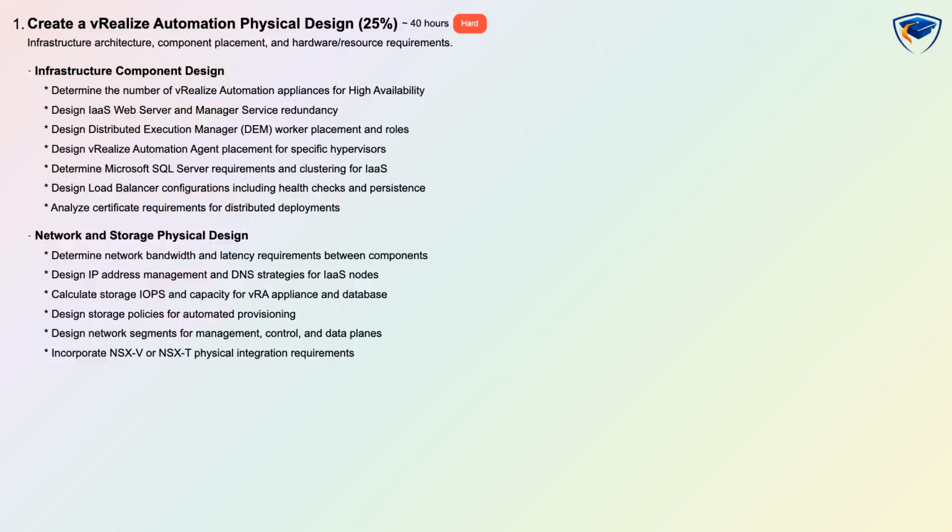You'll also learn to determine the number of vRealize Automation appliances for high availability and design network and storage physical requirements, including IP address management and DNS strategies for IaaS nodes, storage IOPS and capacity for vRA appliance and database, and NSX-V or NSX-T physical integration requirements.